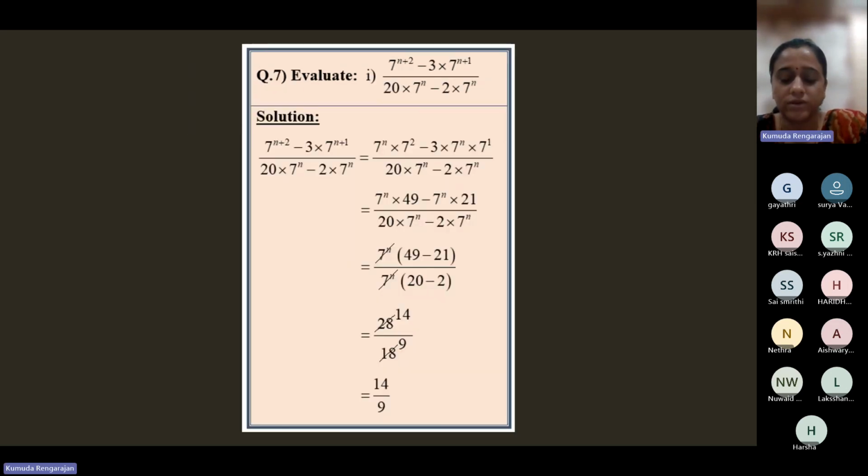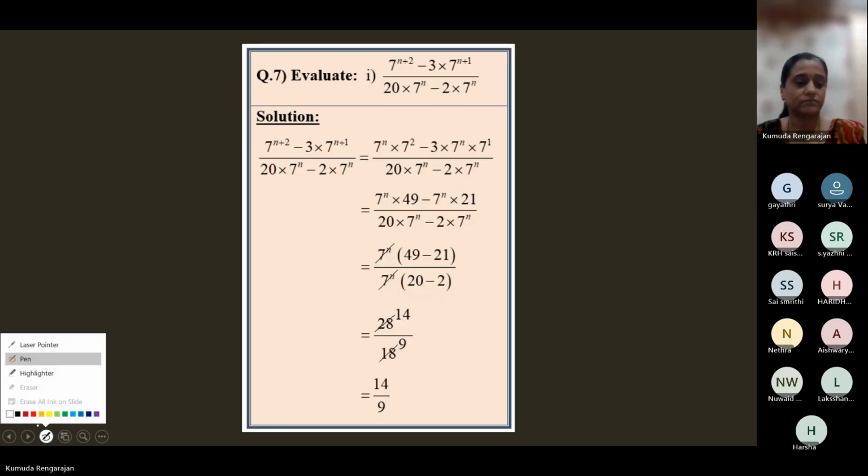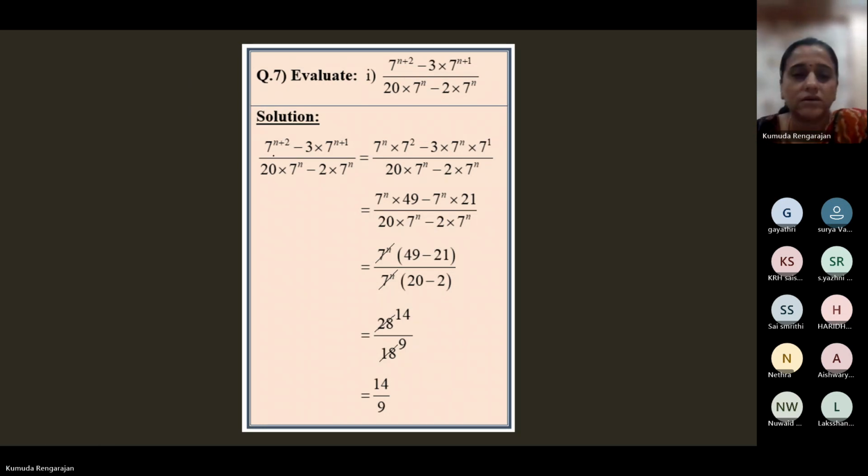So now look at this one. 7 to the power n plus 2. The earliest step will be 7 to the power n into 7 to the power 2. Correct? Don't go ahead of me. We'll see the same thing at the same time. Bases are same, multiplication, so when you add the powers, you'll get 7 to the power n plus 2.